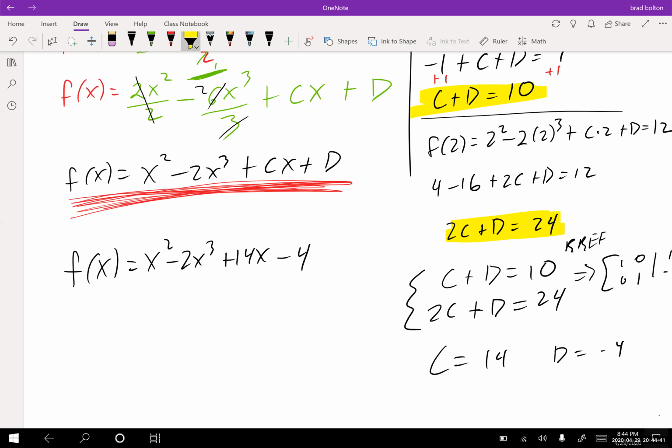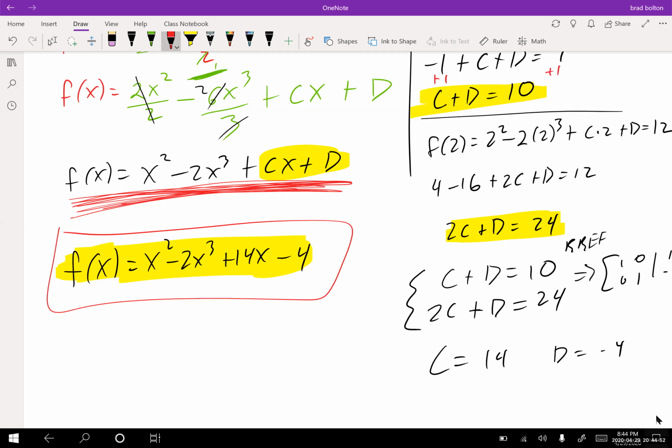Okay, so notice these guys, I have now found their actual values. So I have my real f of x. This is my final answer. And I was only able to find a specific f of x because they gave me initial conditions. Okay.